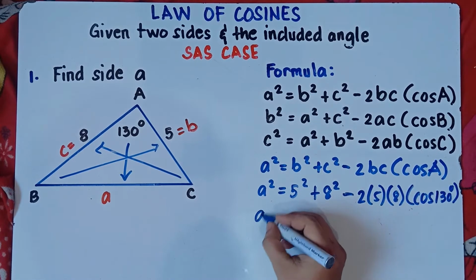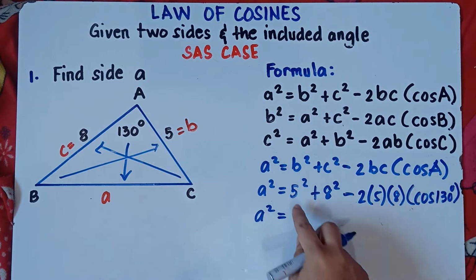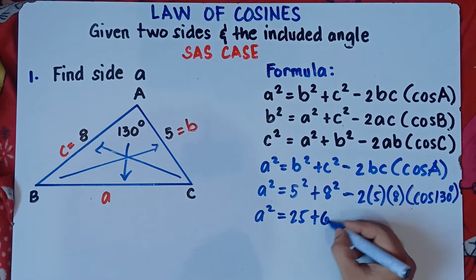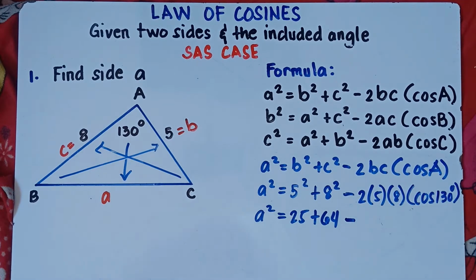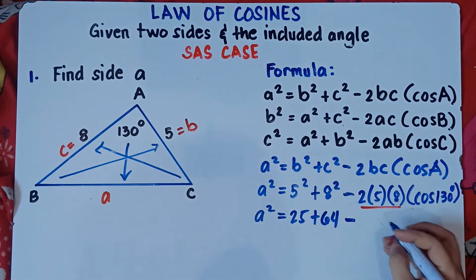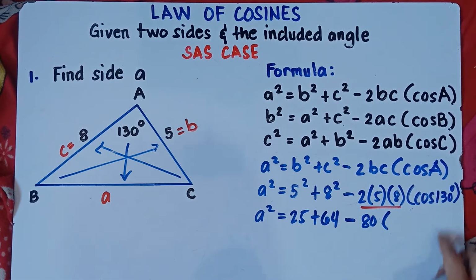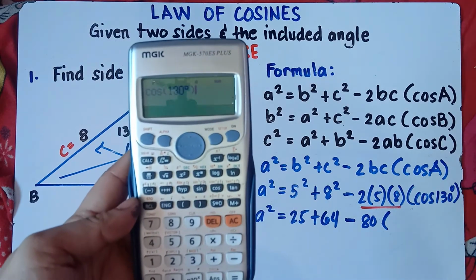Copy A squared equals. 5 squared means 5 times 5. It doesn't mean 5 times 2. So 5 times 5 is 25. Plus 8 times 8, that's 64. Then copy the minus sign, then multiply this one: 2 times 5 times 8. 2 times 5 is 10, times 8 is 80. Then get the value of cosine 130 degrees. Use your calculator, cosine 130 degrees, close parenthesis.